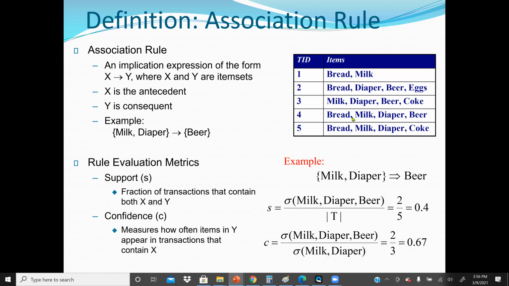Again, we look at the database. Milk and diaper appear 3 times. Then milk, diaper, and beer appear twice. So if these two values, support and confidence, are equal to their minimal threshold or greater, then we say we are keeping the rule, it is valid.